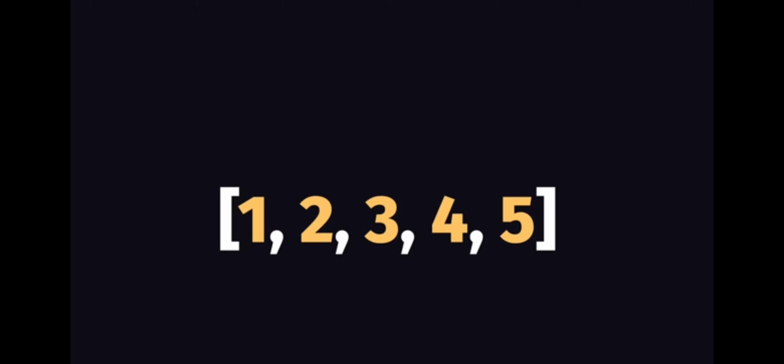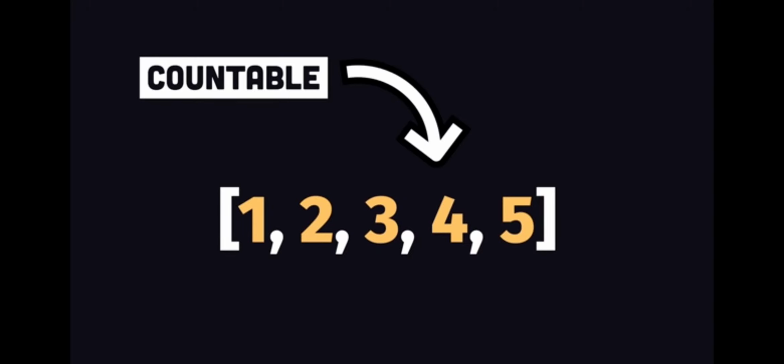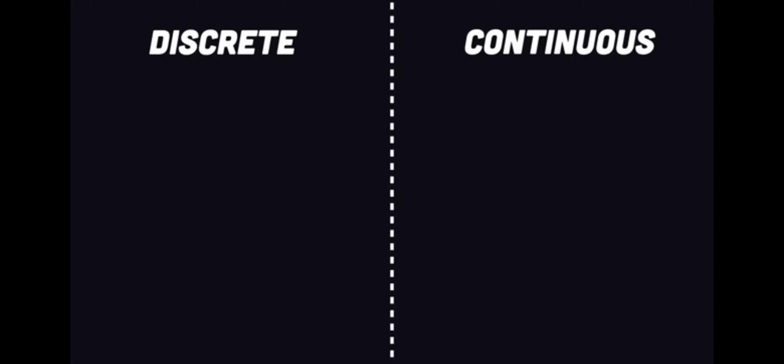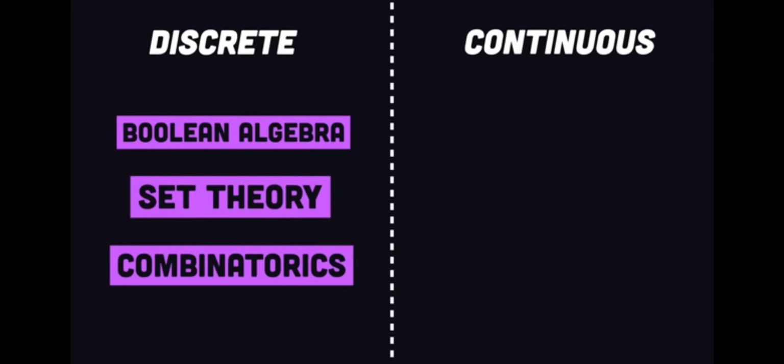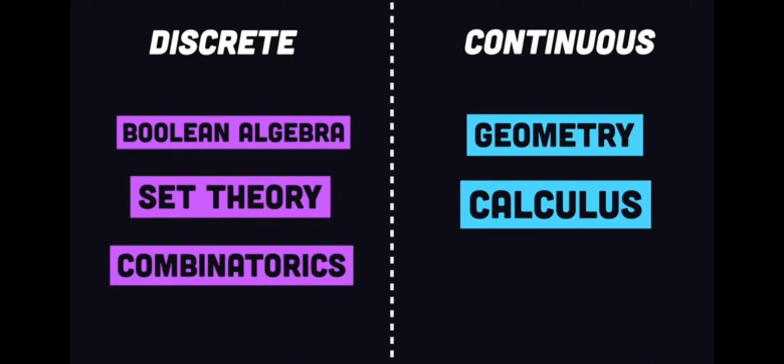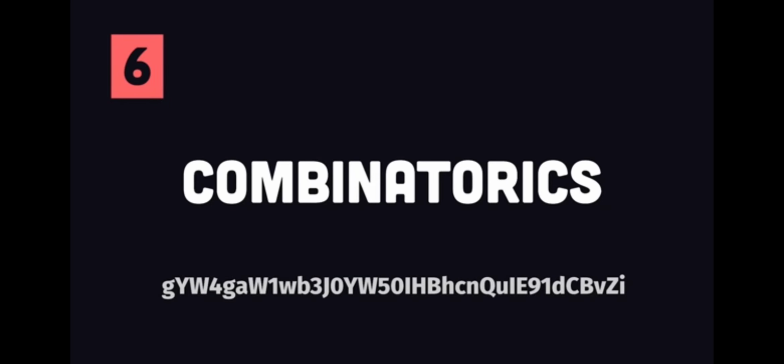Now, one thing that's important to notice at this point is that we're talking about structures that have a finite number of elements, which falls under the umbrella of discrete math, as opposed to continuous math like geometry and calculus that deal with real numbers and approximations. And that brings us to our next discrete topic, combinatorics.